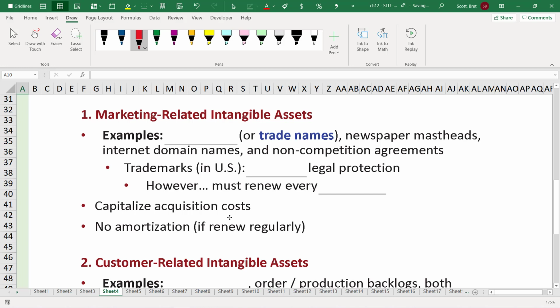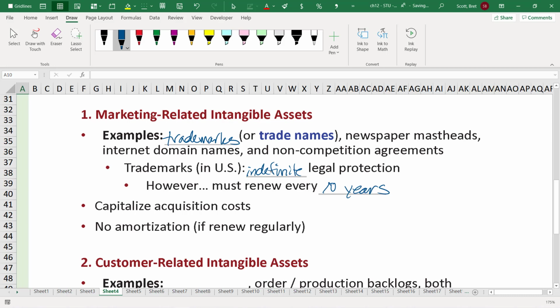Marketing related. Examples are trademarks or trade names, newspaper mastheads, internet domains, etc. Trademarks in the U.S. generally offer indefinite legal protection. However, you must renew the trademark with the U.S. Patent Office. I believe it's the U.S. Patent and Copyright Office every 10 years. Okay, so it's indefinite. You just need to file a piece of paperwork that says, hey, this is us, we still want to keep it going. But it'll keep going on and on and on.